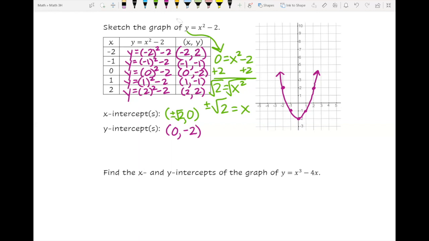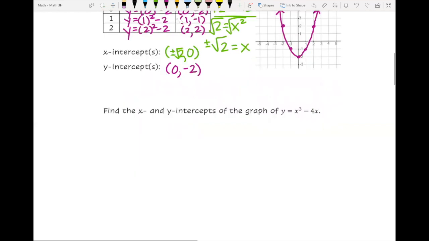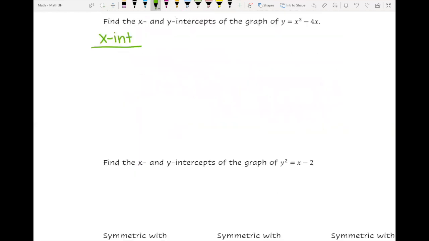So let's look at the next one where we don't actually draw the graph. We're just going to do this all algebraically. The x-intercepts always have a y value of 0. So I'm going to do some algebra, so a 0 in for that y. So 0 equals x cubed minus 4x. And I've got to solve for x.